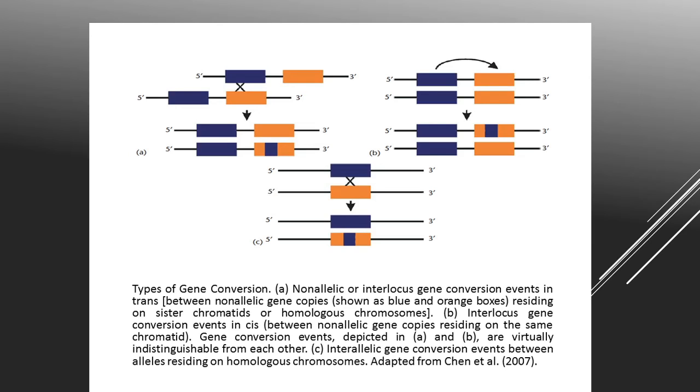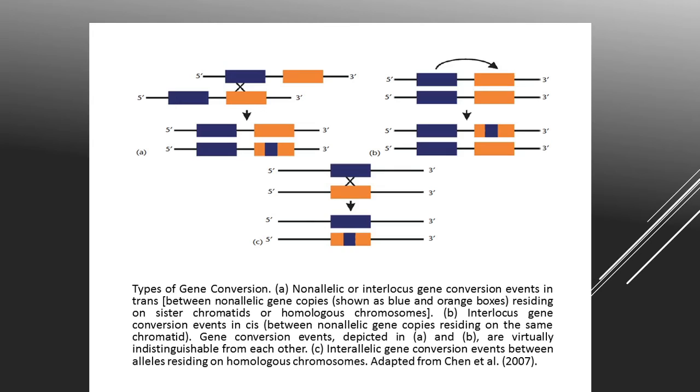Okay. B. B is interlocus gene conversion in cis, not trans. Meaning that you are looking at exchange between genes on the same chromosome. Unlike the one in A, where one gene is exchanged with the gene that is facing it, this one is converted by the gene within the same chromosome.